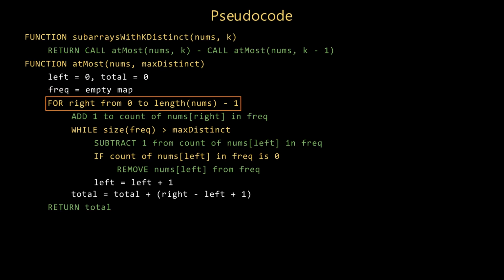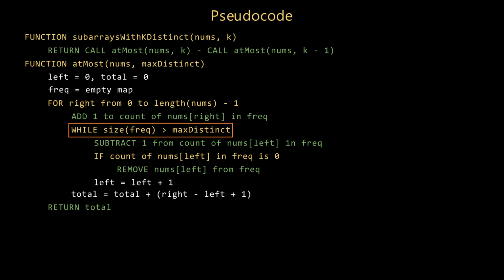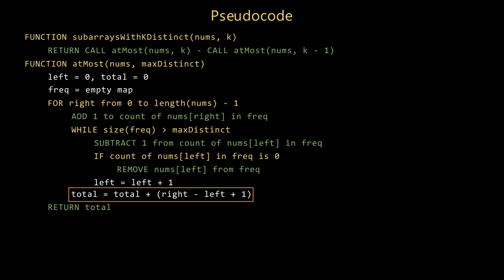Expand right across the array. Log the new rightmost value in the map. While too many distinct values sit inside the window, decrement the count for the leftmost value. If that count hits 0, remove that value from the map. Advance left by 1. Add every valid subarray ending at this right index. Return the running total.